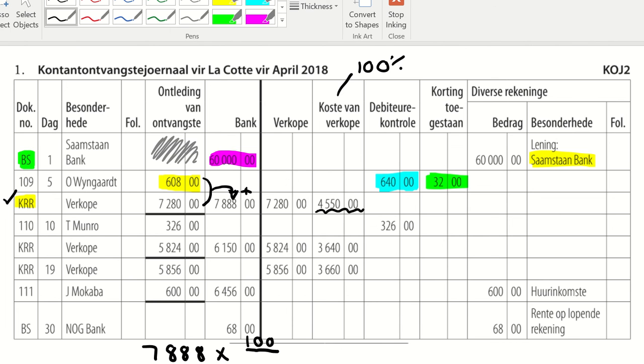And we have the selling price, die verkoopsprys is altyd 100% plus die wins. Die wins wat hulle hier vir ons gee, is in die begin van die oefening, en hulle sê daar vir ons is 60%. So we have 160%. And if you do that calculation, if you do this little calculation, you will get this amount.